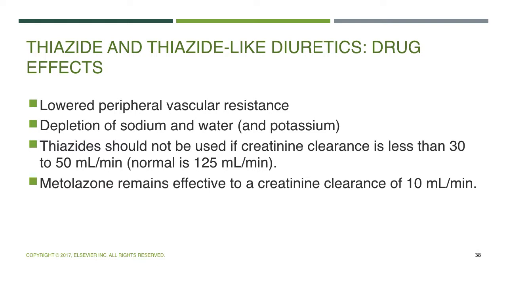Thiazides should not be used if the creatinine clearance is less than 30 to 50 milliliters per minute. Normal is about 125 milliliters per minute. Metolazone remains effective to a creatinine clearance of 10 milliliters per minute, but most people don't want to risk it when you have such low creatinine clearance.